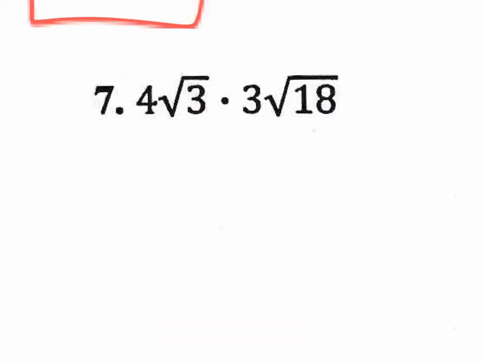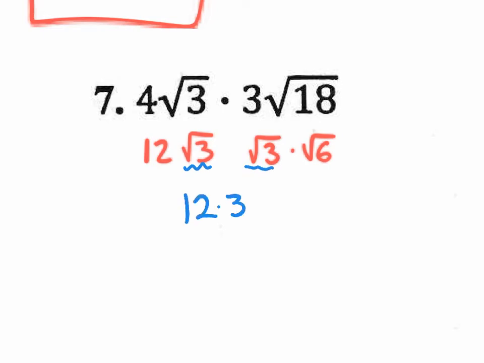And number 7. Number 7, I would multiply 4 times 3 and get 12. And then I would take the square root of 3 and I would rewrite 18 using the factor tree as the square root of 3 times the square root of 6. Now, I'm going to even stop right there. I'm not even going to break down 6 any further, because the square root of 3 times the square root of 3, that's just 3. So I really have 12 times 3 times the square root of 6. So that's really 36 square root of 6. That's your final answer for that one.